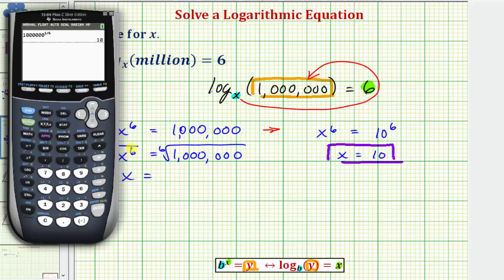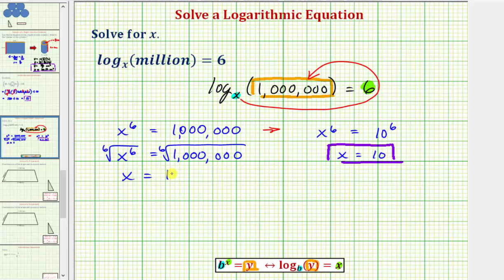To do this, we first enter the index of 6, then we press math, and then option 5, notice how x is the index, which we've already entered, and then we enter 1 million, which also gives us 10.